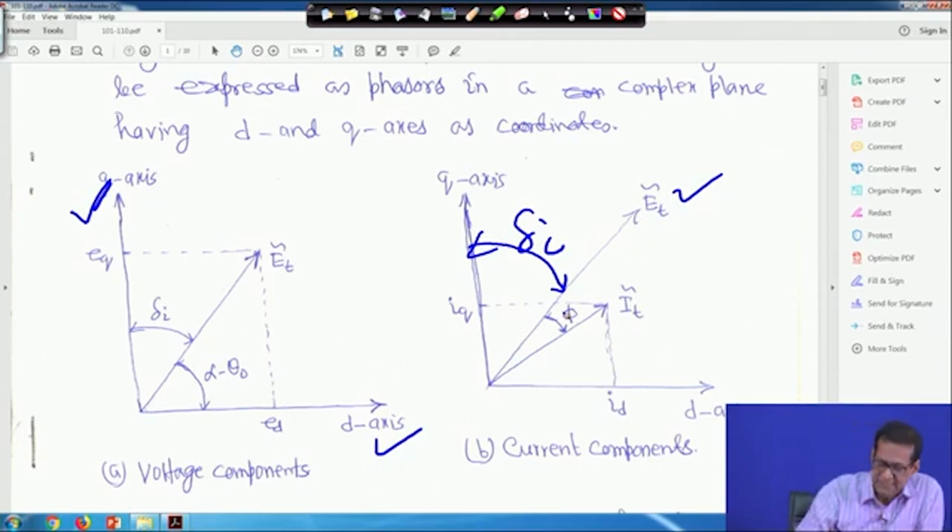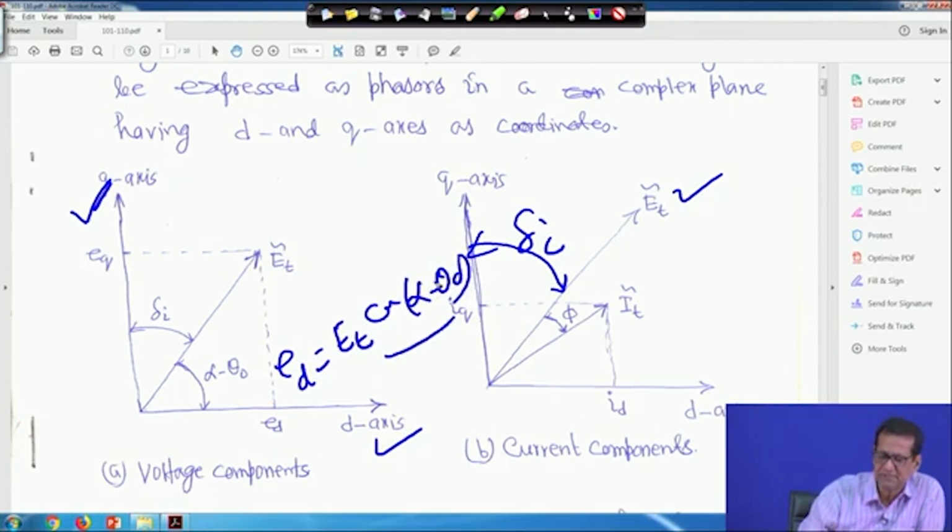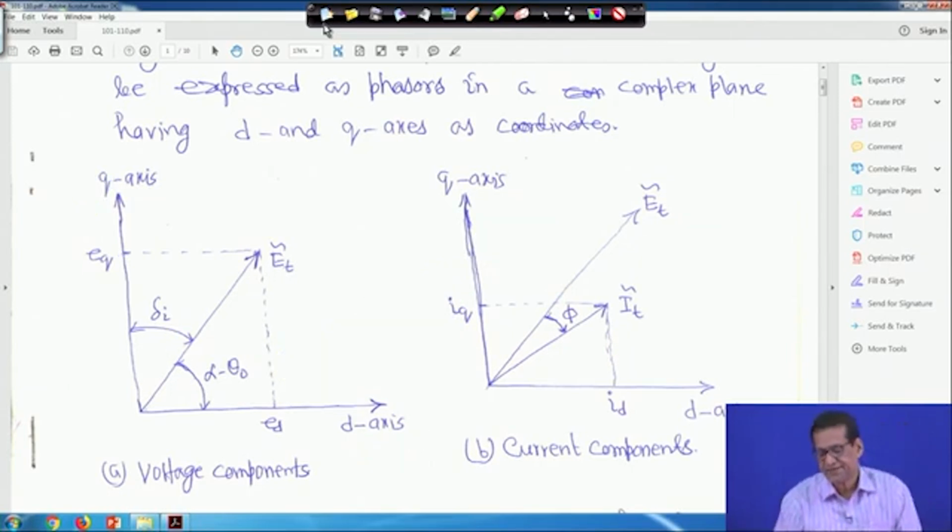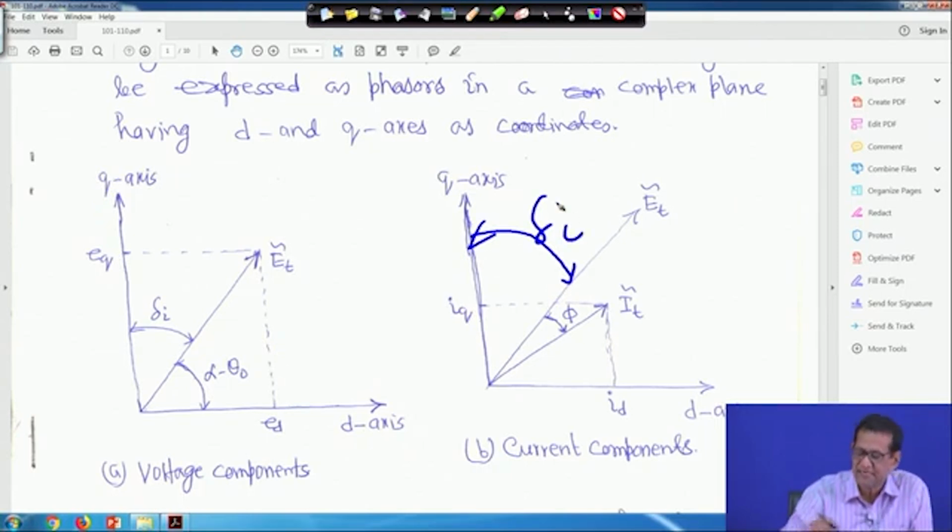So, in this case, ED is equal to ET cos(alpha minus theta 0), whatever we have seen before. Similarly, EQ is equal to ET sin(alpha minus theta 0) on this side, but this angle delta I will come later, and this angle is delta I. Similarly, for the current, this angle, I told you, is delta I.